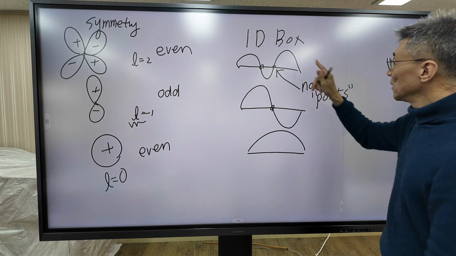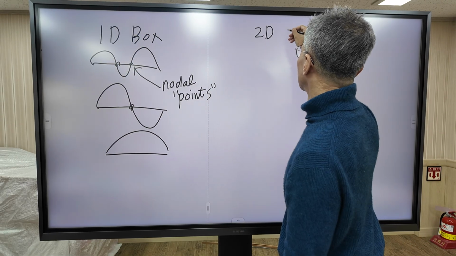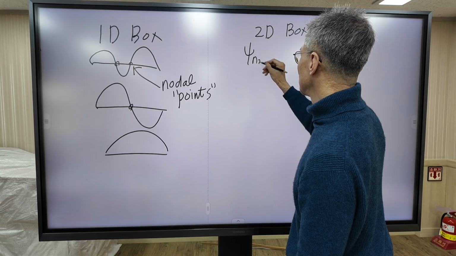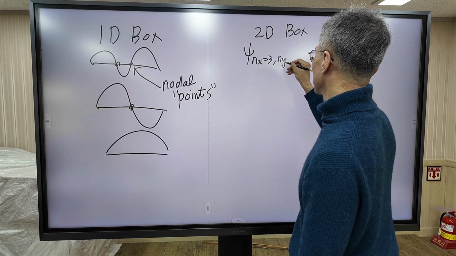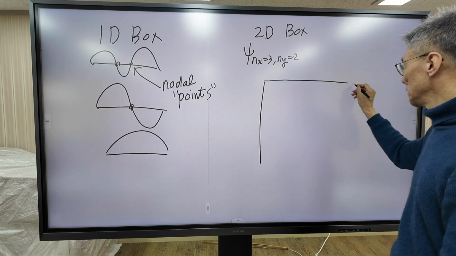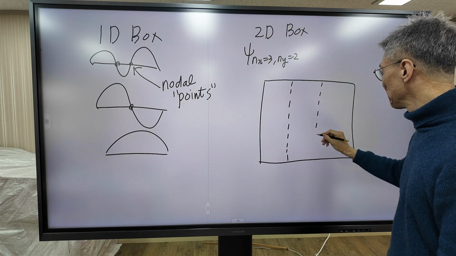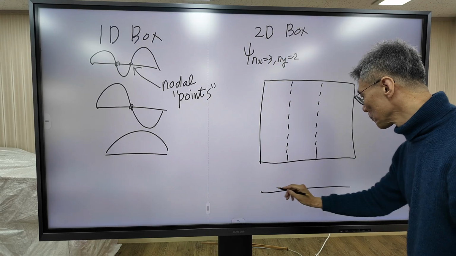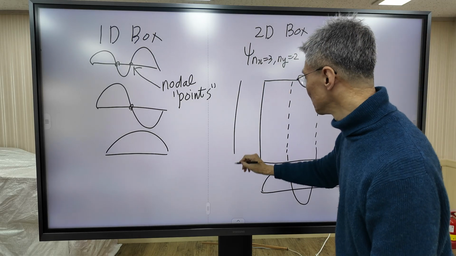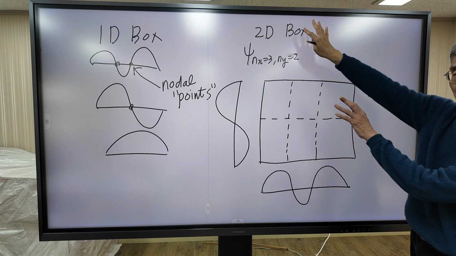This is points in a one-dimensional box. But what happens in a two-dimensional box? In a two-dimensional box, we draw this function. In class, we did this wave function. This wave function looks like this. Two lines, because nx equals 3, and for n equal 2. This is the wave function for a 2D box.